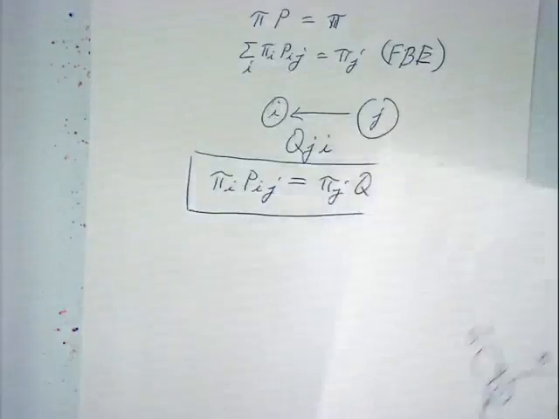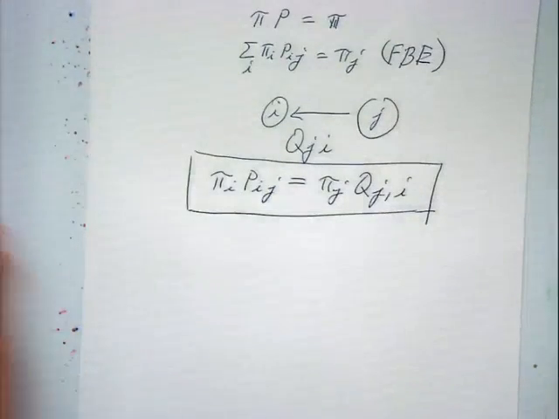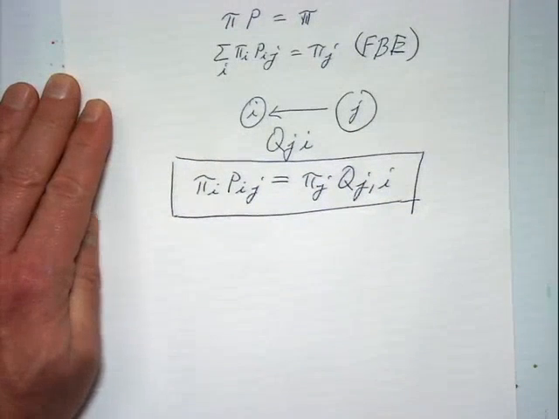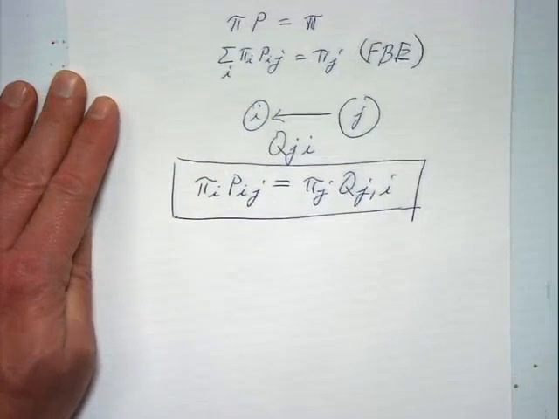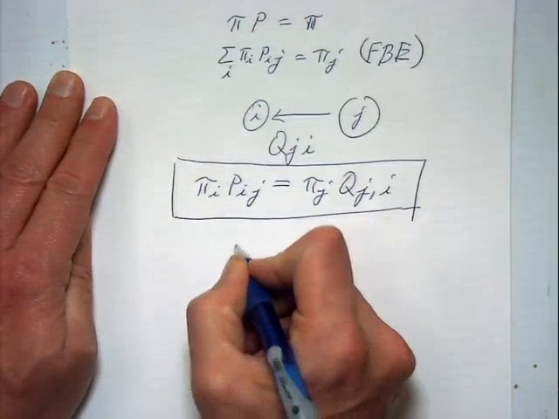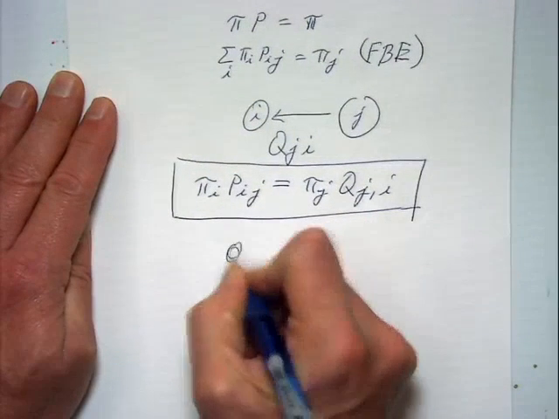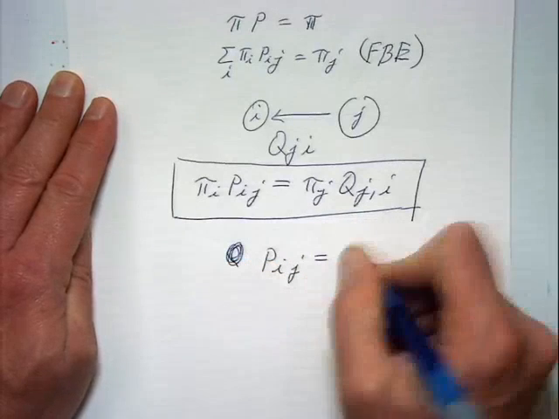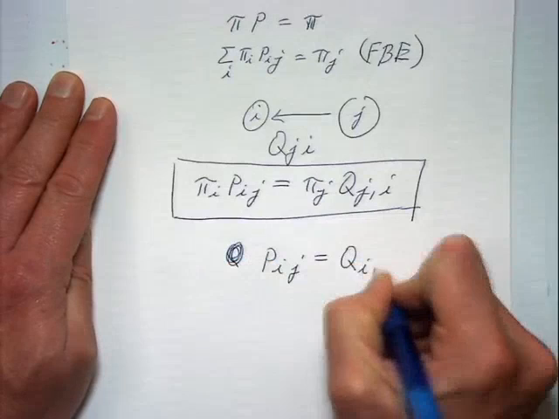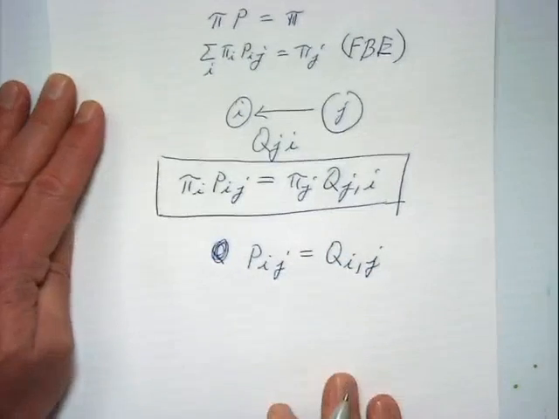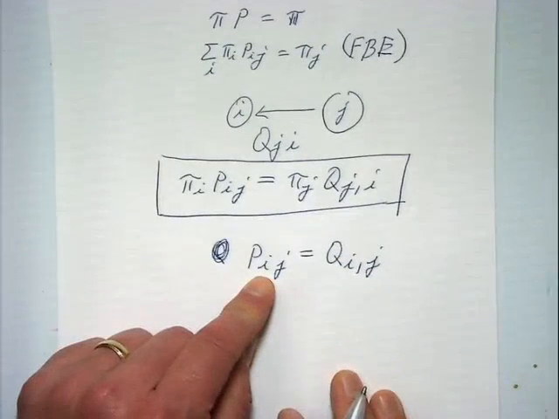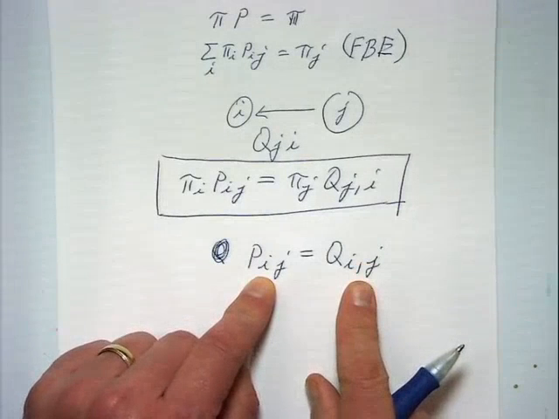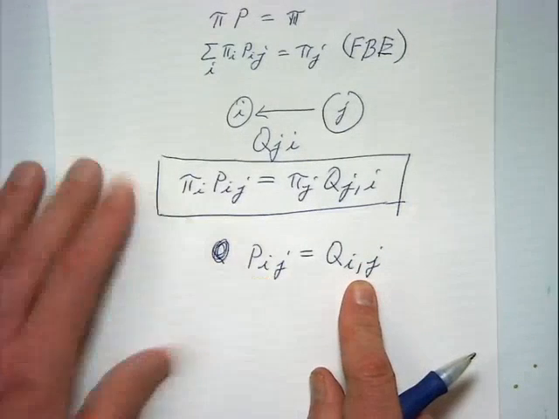Is it possible that the reverse Markov chain has the same transition probabilities? And the answer is yes, it's possible. In that case, if it's reversible, you'd have that Pij is equal to Qij. That the transition probability of the forward Markov chain is the same as the transition probability of the reverse Markov chain. If that's the case, then we could write this equation.